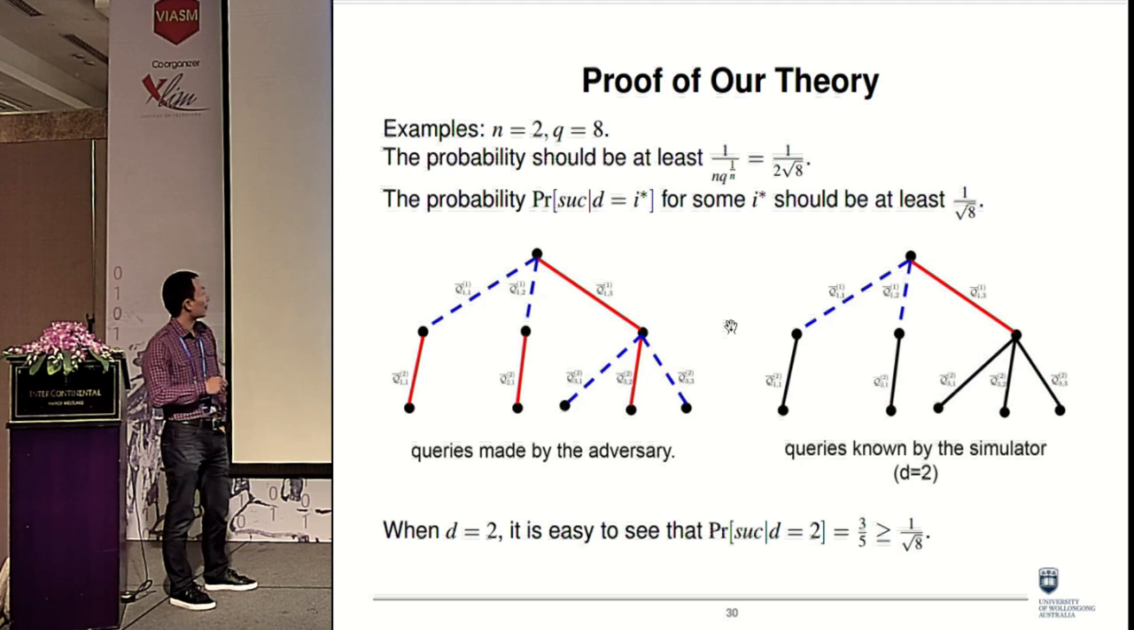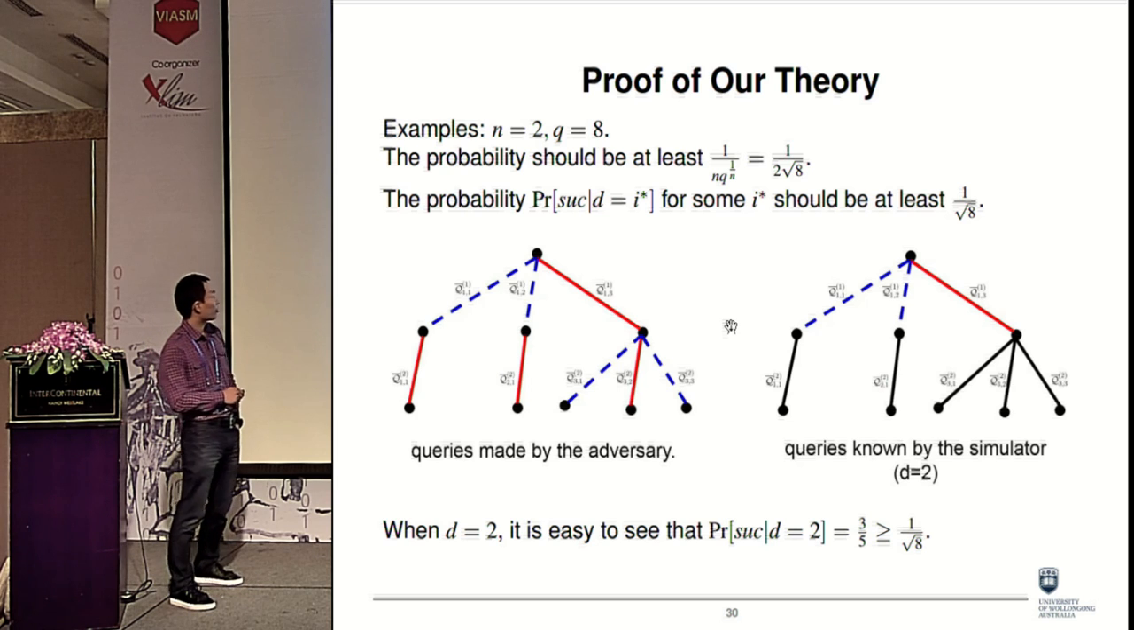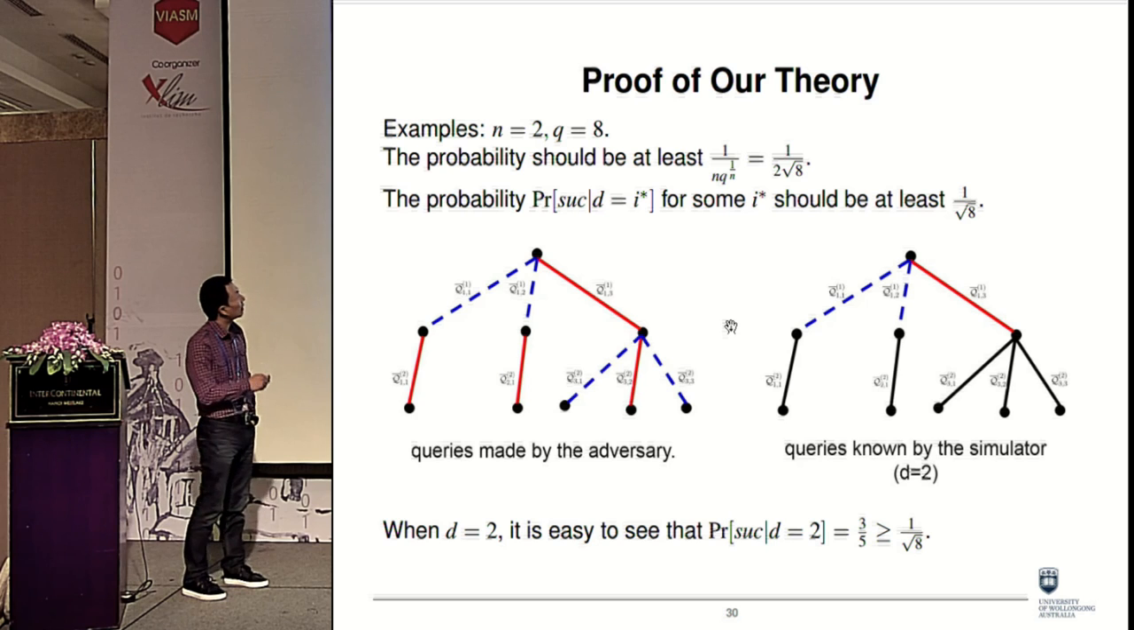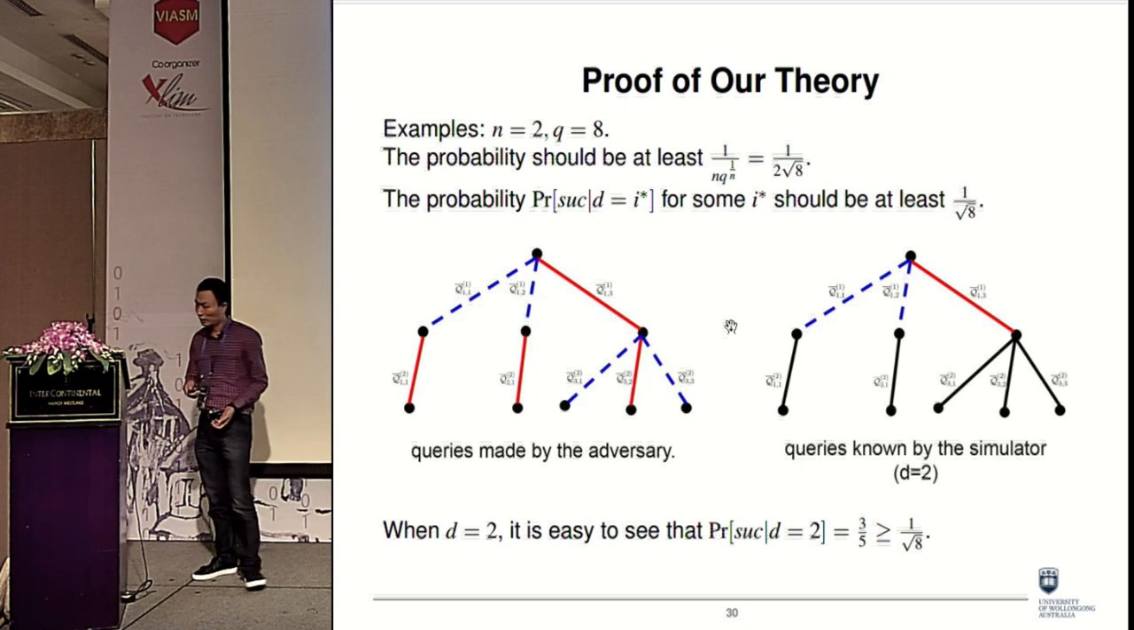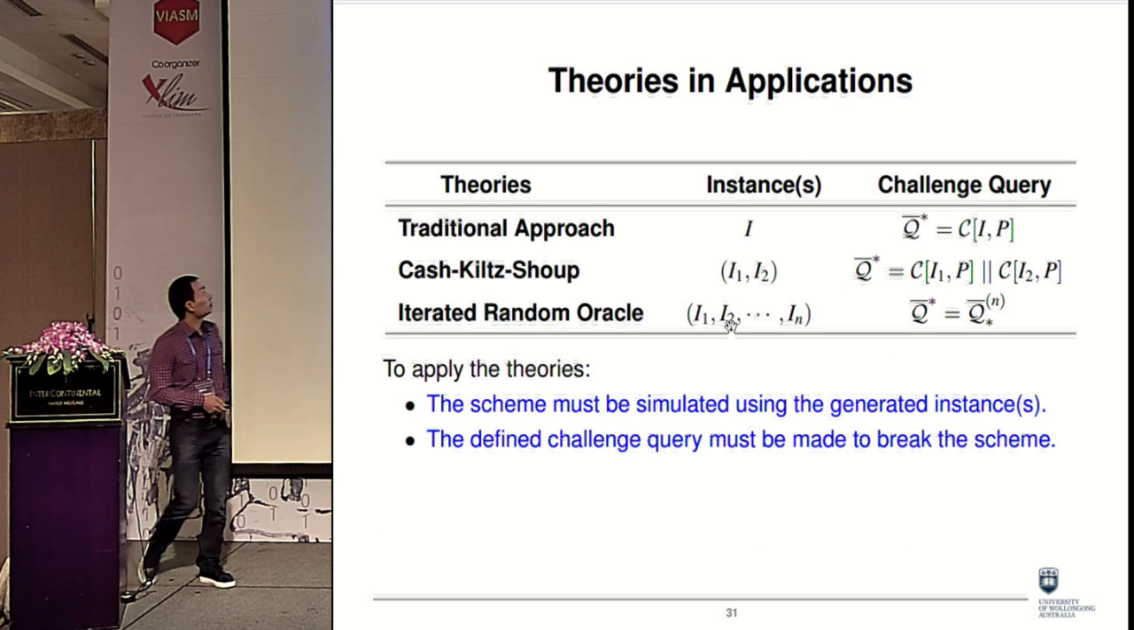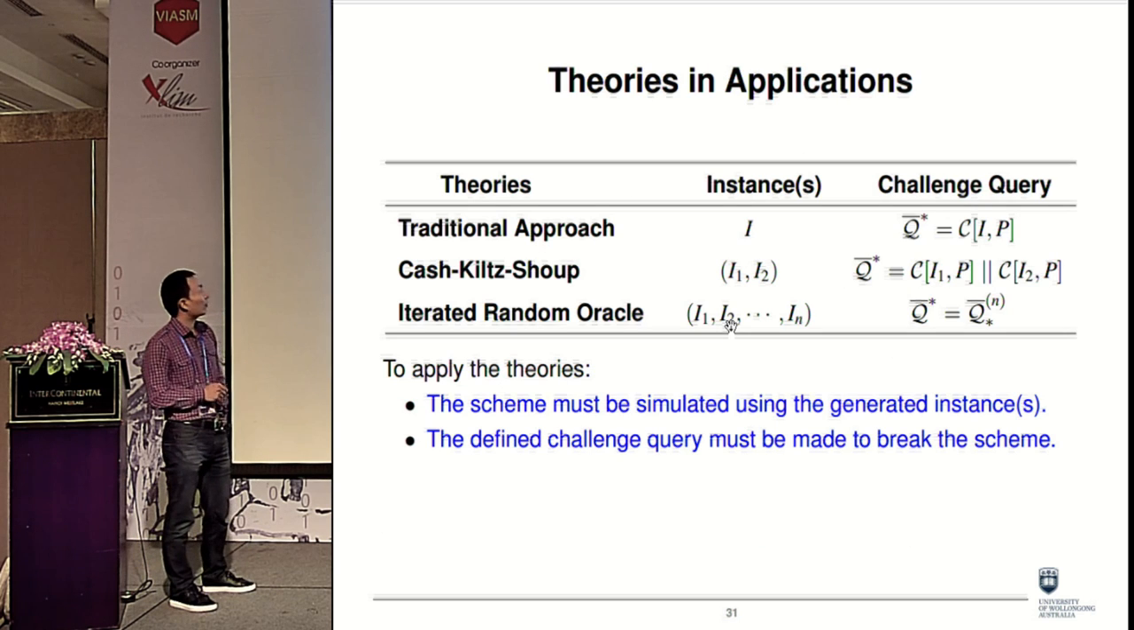This is the second example. The only difference is that this one is a valid query. Okay, this is the query set made by the adversary. But here, it's very easy to see that when D is 2, the probability for this one is 3 over 5. So this probability is also larger than the bound, okay? And so these are the main differences of these three approaches.